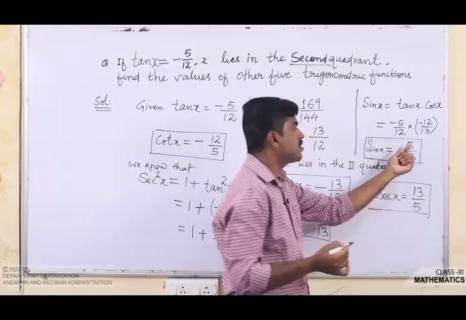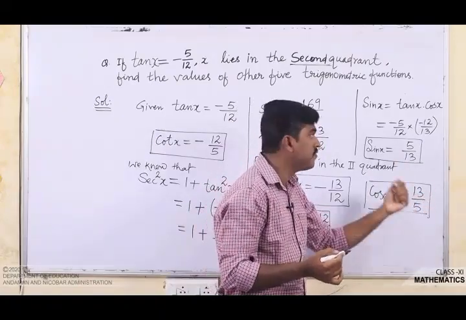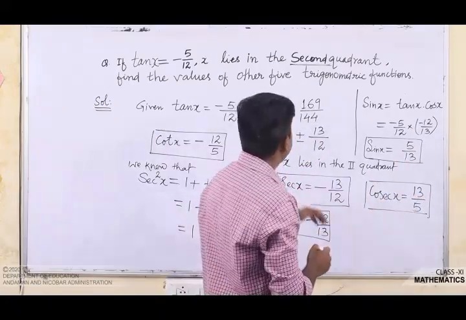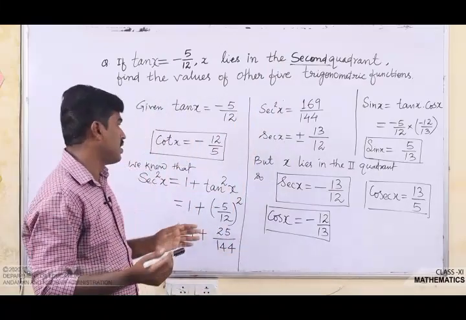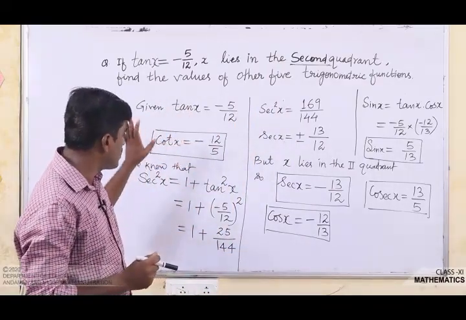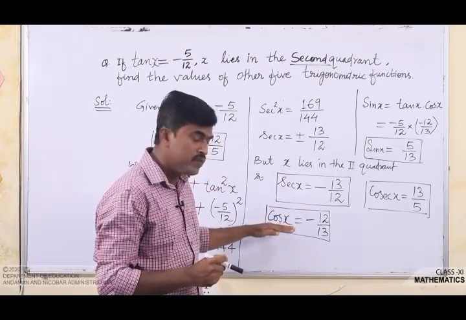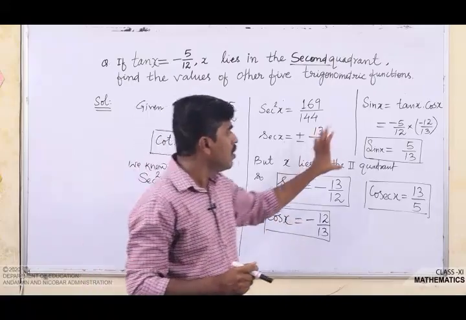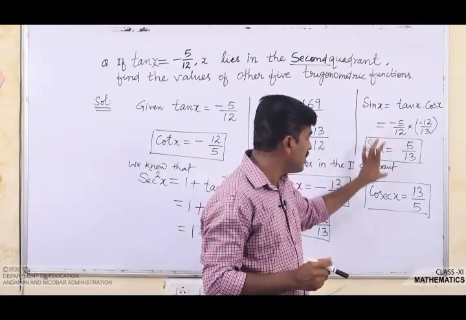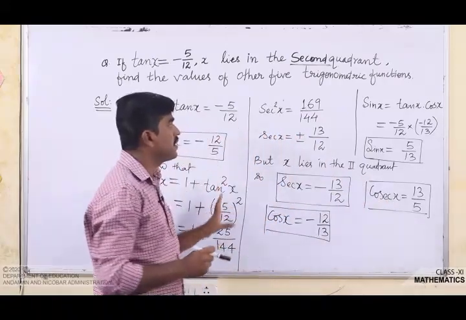Why? Sin x is 5 by 13, so cosec x will be equal to 13 by 5. Here x lies in the second quadrant. So let us check. In the second quadrant, tan is negative, cot is negative, sec is also negative, cos x is also negative, whereas sin is positive and cosec x is also positive. So these are the values of the other 5 trigonometric functions.